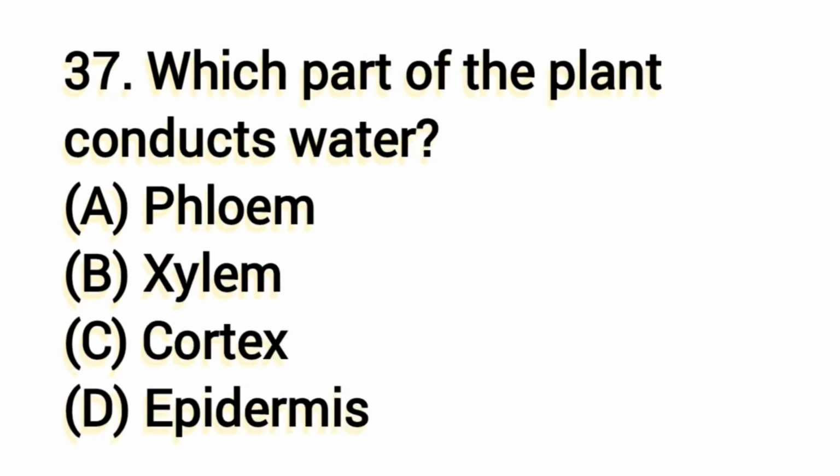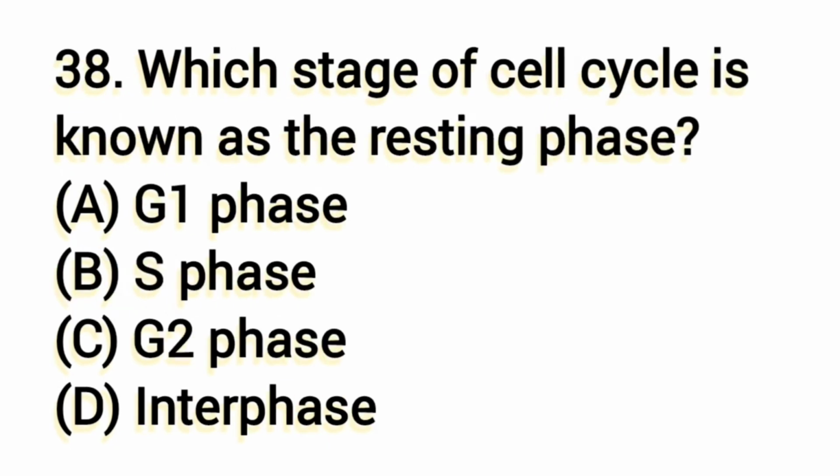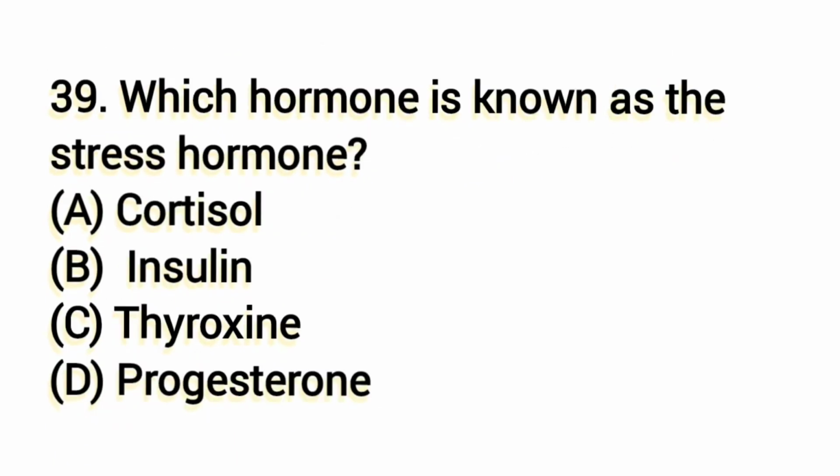DNA. 37. Which part of the plant conducts water? A. Phloem. B. Xylem. C. Cortex. D. Epidermis. Answer is B. Xylem. 38. Which stage of cell cycle is known as the resting phase? A. G1 phase. B. S phase. C. G2 phase. D. Interphase. Answer is D. Interphase.